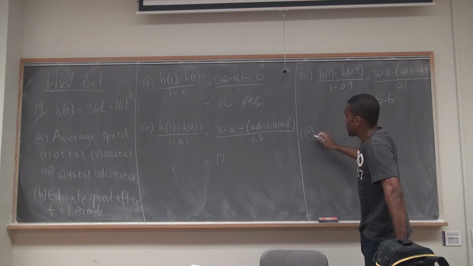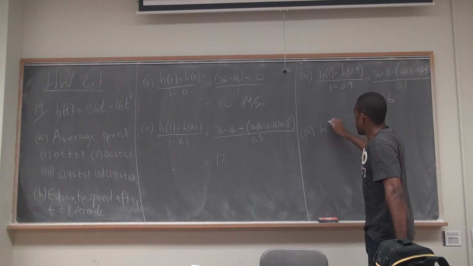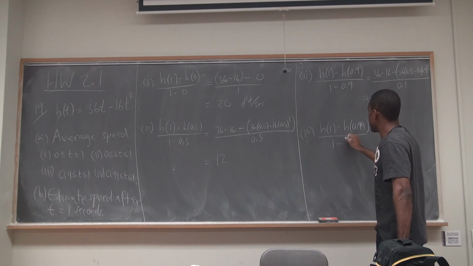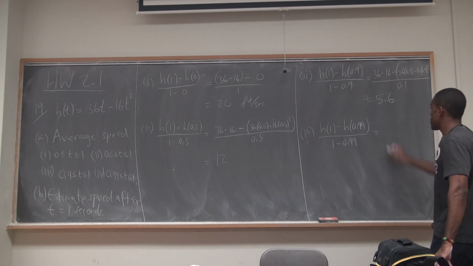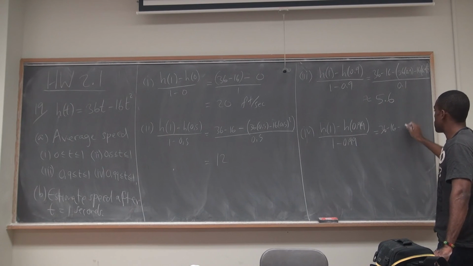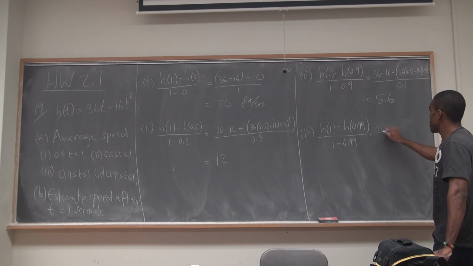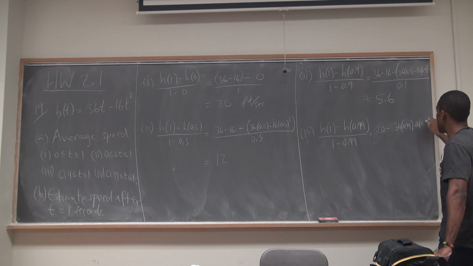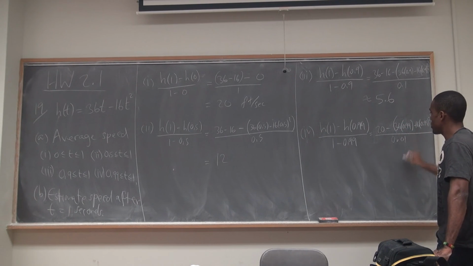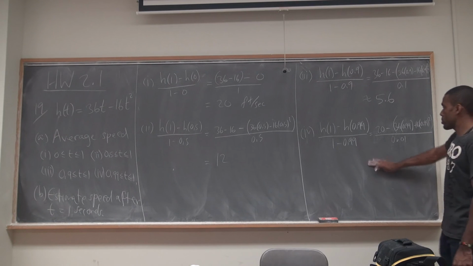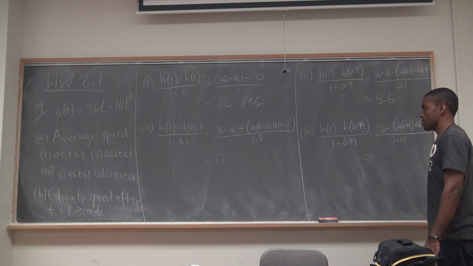4. Here, let's take h of 1 minus h of 0.99 over 1 minus 0.99. So this is 36 minus 16, which is 20, minus 36 times 0.99 minus 16 times 0.99 squared in brackets over 0.01. It's 4, exactly 4.